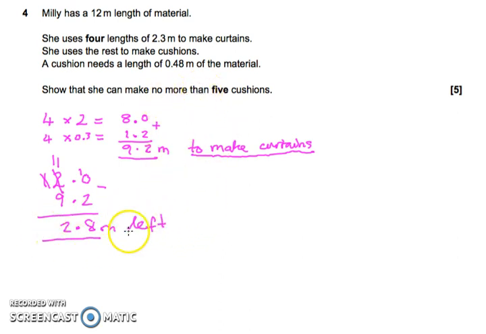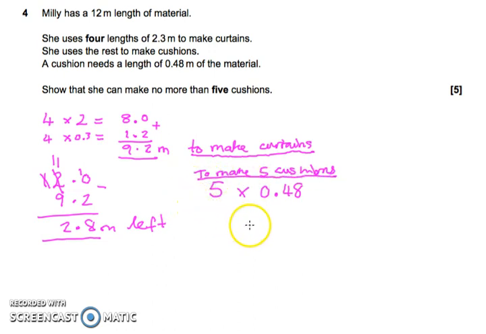Right? Now remember that. What we need to do, and we can work out a couple of different ways, but I'm going to use what I think might be the easiest way for everybody to understand, and go with 5 multiplied by the 0.48. So if I do 5 multiplied by 0.48, I'm going to work out how much material it takes to make 5 cushions. So this is the calculation we're doing to make 5 cushions. Excuse the writing. Again, you don't have to write that down. It's just helpful to order your thinking in this question.